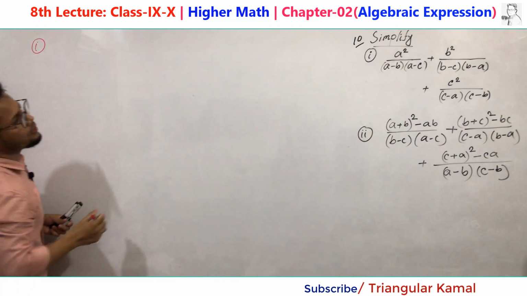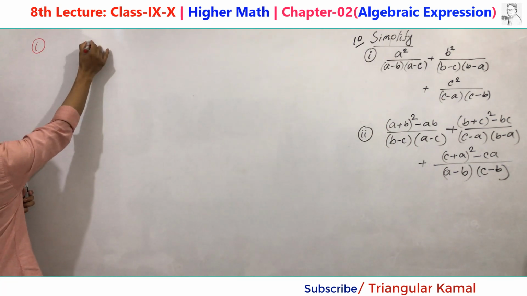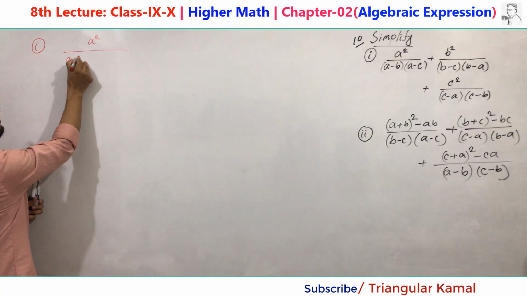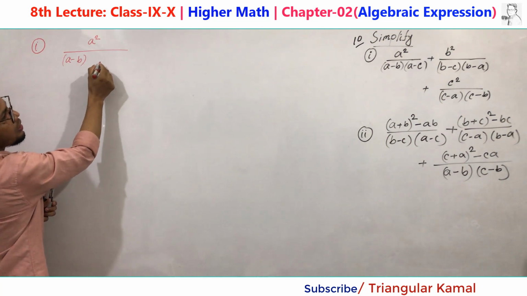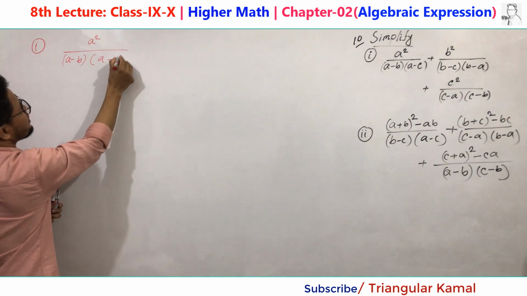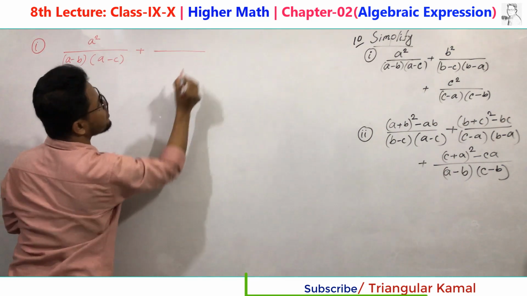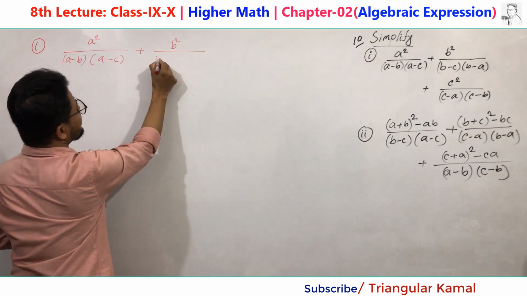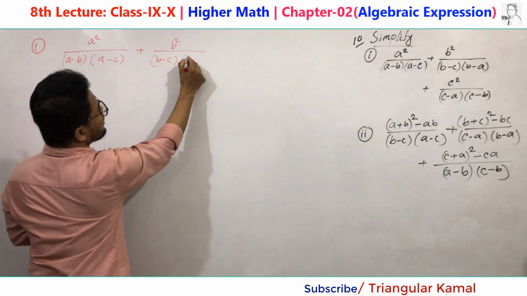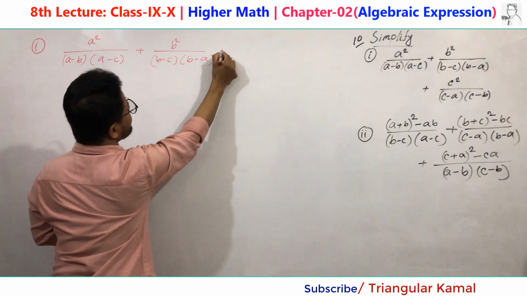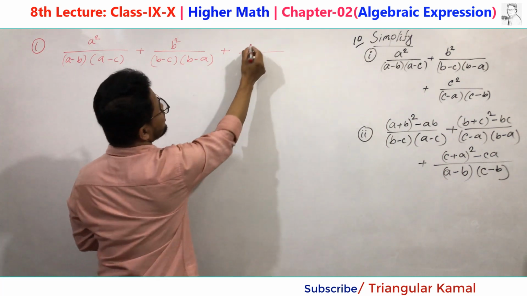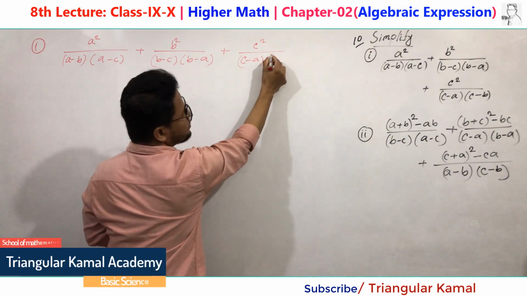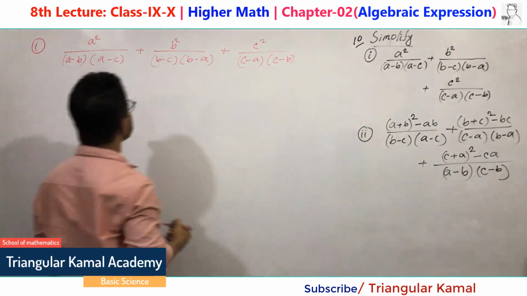This is number 1. The first one is given a square divided by a minus b and a minus c, plus b square divided by b minus c and b minus a. The third part is c squared divided by c minus a and c minus b.